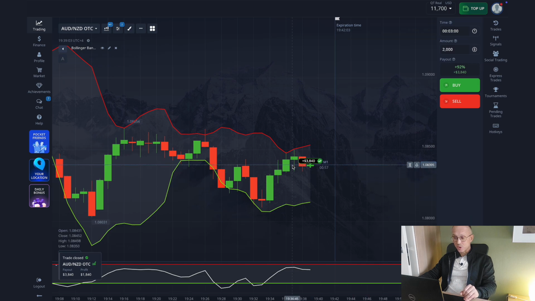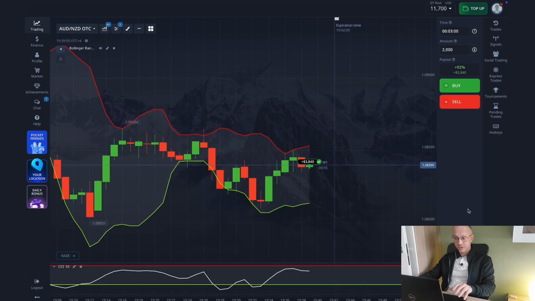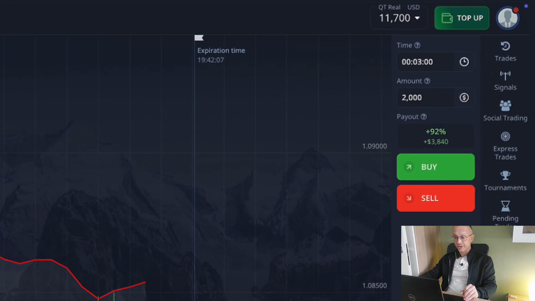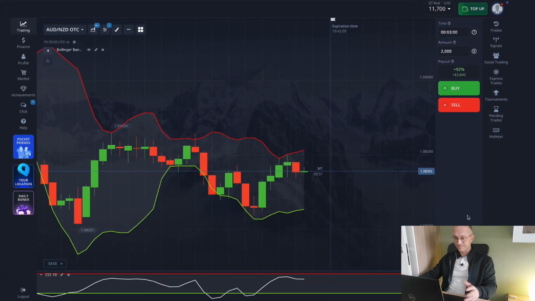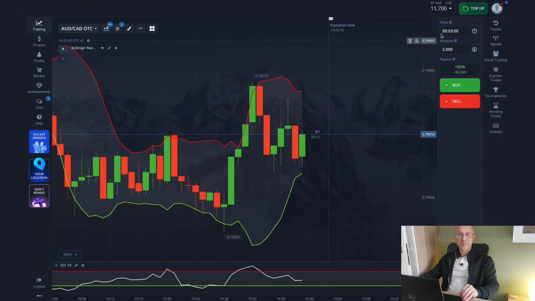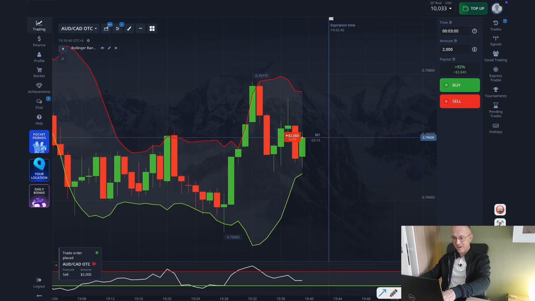Well, this trade closed in the black and I recorded another $1,840 in profit. An excellent result. Next opportunity. The expiration time is 3 minutes. I'm opening a short trade for $2,000.